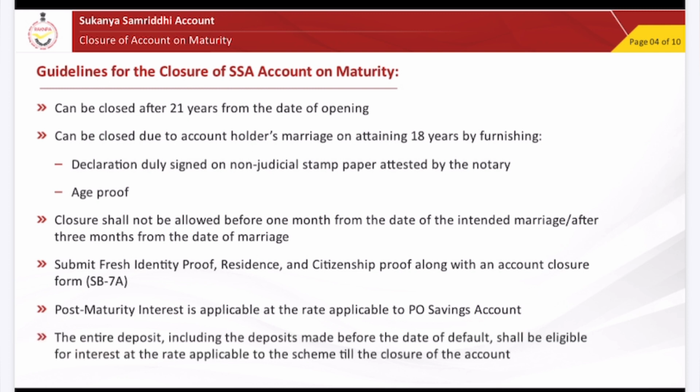If any default is not regularized within 15 years from the opening of the account, then the entire deposit, including the deposits made before the date of default, shall be eligible for interest at the rate applicable to the scheme till the closure of the account.